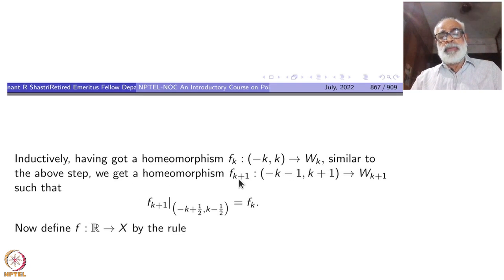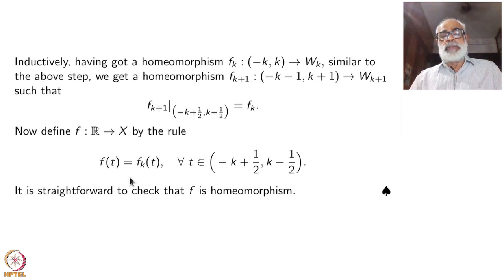We get a homeomorphism Fk plus 1 from minus k minus 1 to k plus 1 to Wk plus 1, such that restricted to a smaller interval of minus k plus k, namely minus k plus half, comma k minus half, we shave away half from both sides, on that it is Fk, the old map. Okay. So now you define f from R to X by the rule Ft equal to Fkt whenever t belongs to this interval. Given any t inside R, it must be in one of these intervals.